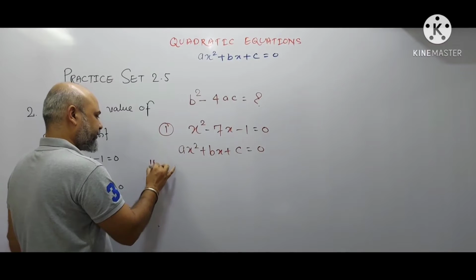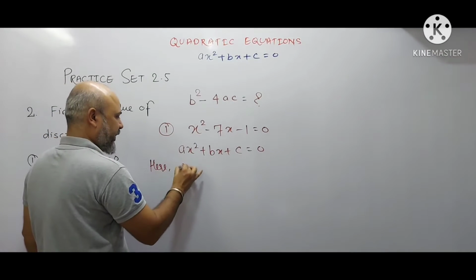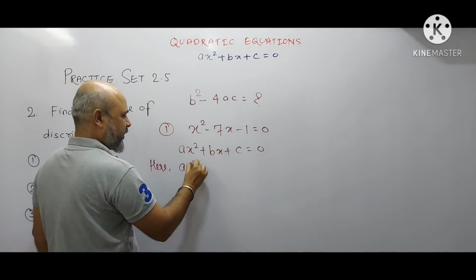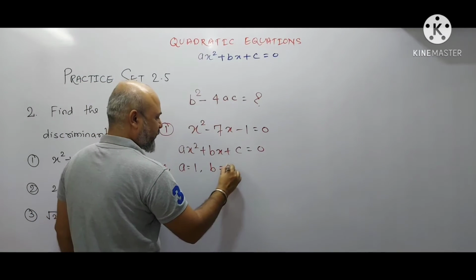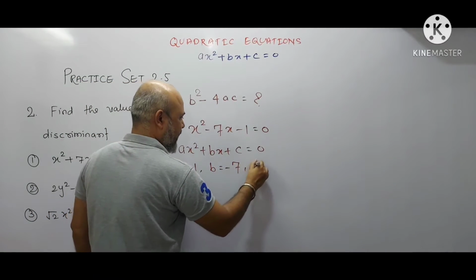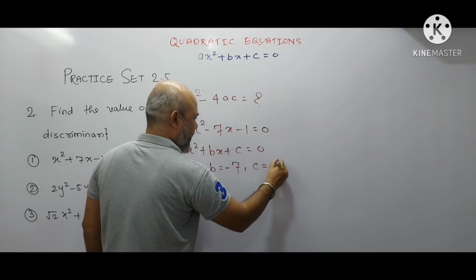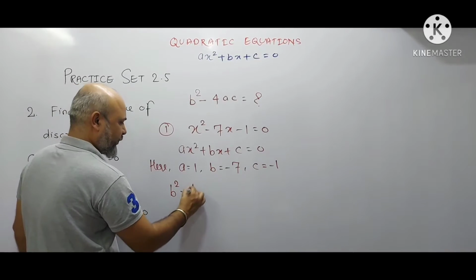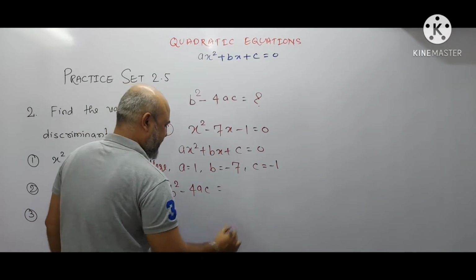So here you will get a is the coefficient of x square. Here the coefficient of x square is 1. b is the coefficient of x, which is equal to minus 7, and c is the constant, which is minus 1. Now we'll find the value of b square minus 4ac, which is called discriminant.